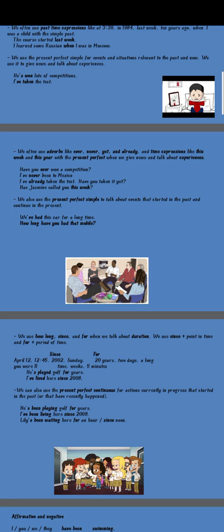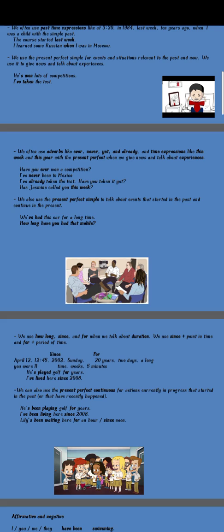We use how long and since for when we talk about duration. We use since plus point in time and for plus period of time. So I can say he's played golf for years, for many years. Or I can say he has played golf since he was 10. I have lived here since 2008. If you wish to use for, you can say I have lived here for 14 years or 15 years. Anyway, you have to use a period of time.